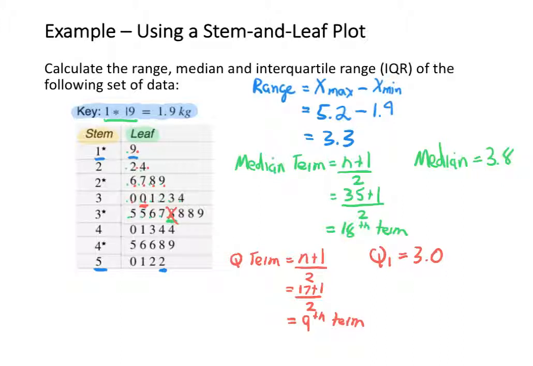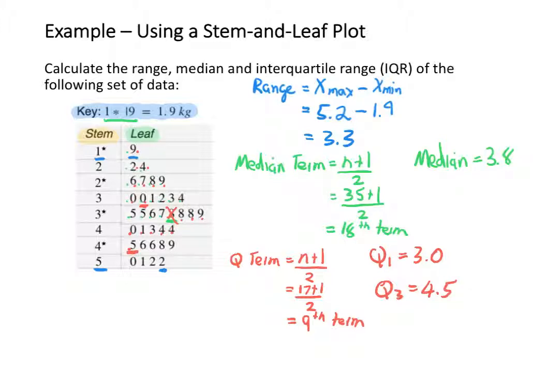Now I need to do the same thing for the second half. Starting from 3.8, I need to count in 9 numbers. 1, 2, 3, 4, 5, 6, 7, 8, 9. So the ninth number in the second half is 4.5. So my quartile 3 is going to be 4.5.